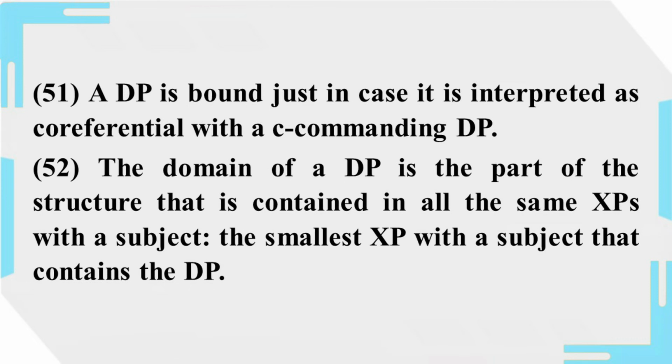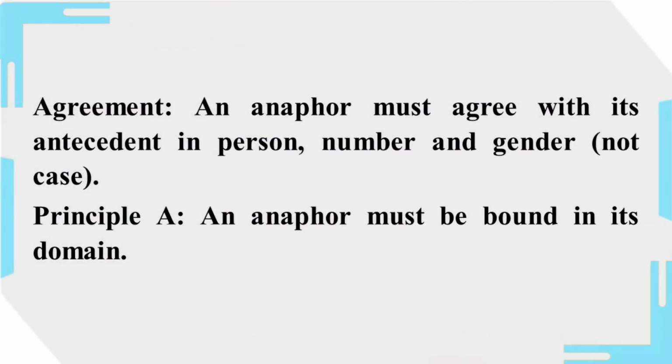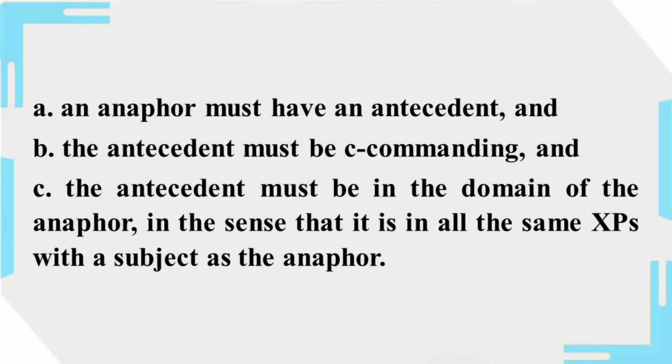Using these notions, we have the following requirements. An anaphor must agree with its antecedent in person, number, and gender, but not case. An anaphor must be bound in its domain. Principle A combines three requirements that were stated separately in the previous sections. An anaphor must have an antecedent, and the antecedent must be C-commanding, and the antecedent must be in the domain of the anaphor in the sense that it is in all the same XPs with a subject as the anaphor.